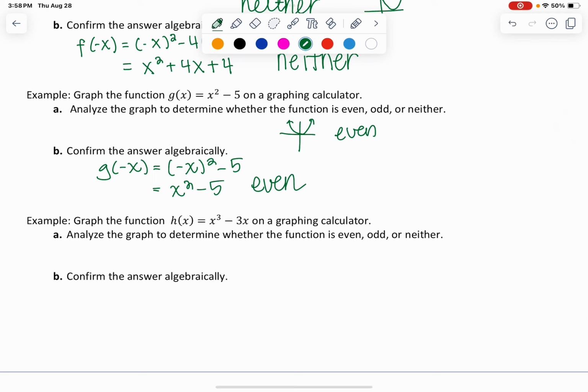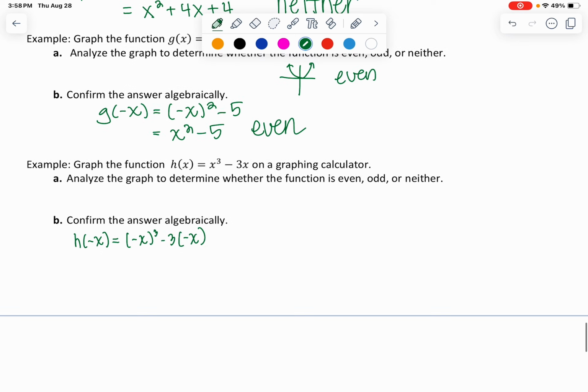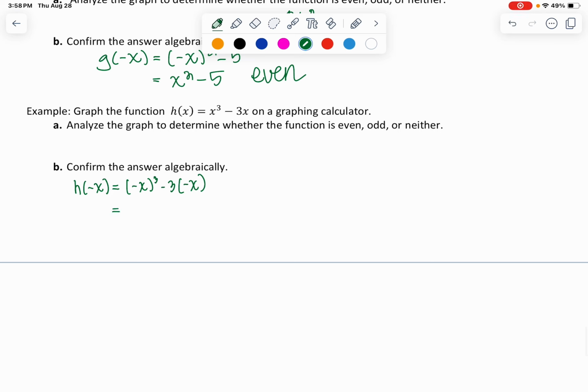All right, last one right here, once again, doing it the same way. We're gonna do h of negative x. So we have negative x cubed minus 3 times negative x. All right, we're gonna clean this up. Negative x times negative x times negative x is negative x cubed. Negative 3 times negative x is positive 3x. If you compare this to what we had, this is the exact opposite of that. So since it's the opposite of that function, this is odd.